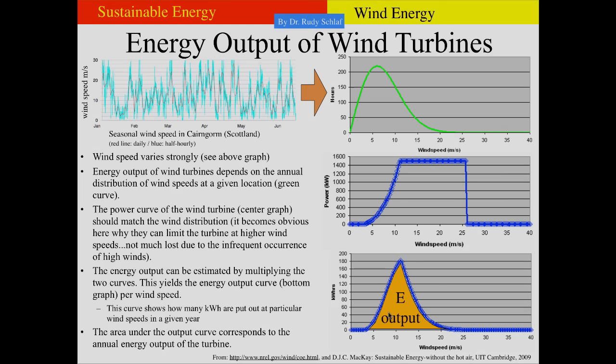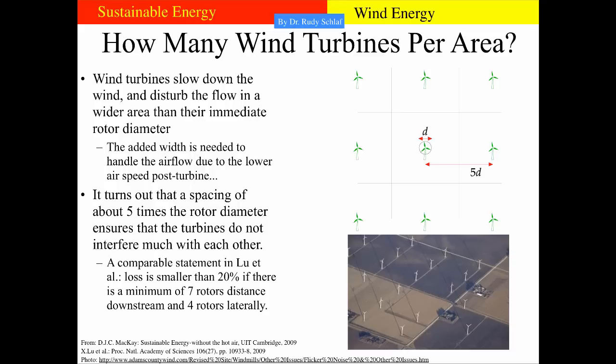of the wind turbine. Obviously, it is an interesting question how many wind turbines one can place per area and not infringe with wind turbines that are in close proximity. Since the wind turbines slow down the wind and they disturb the flow in a wider area than their rotor diameter, we need to space the turbines in a certain distance from each other in order to prevent that we eat into the kinetic energy of adjacent and downstream turbines.